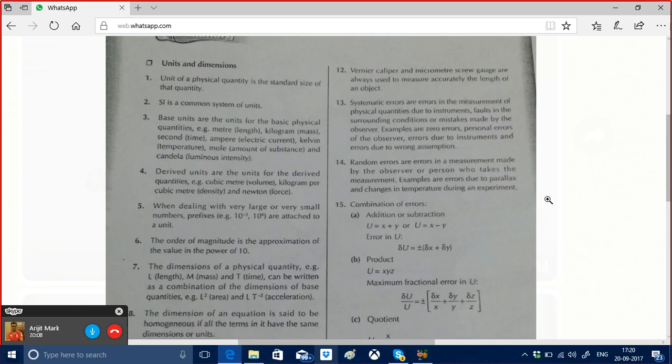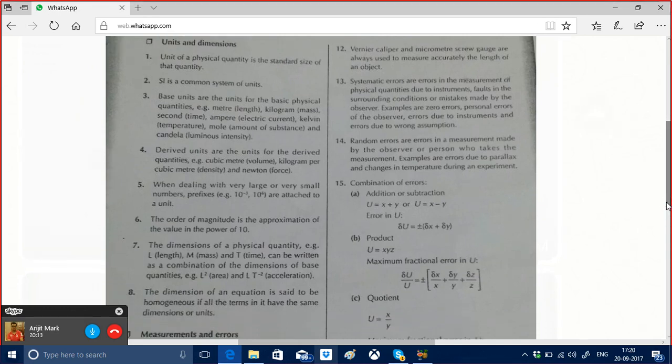So, beta, here one by one, I am explaining to you what is given there. So, first, units and measurement, that is your chapter name. Unit, as usual, I explained that to you, is the standard size of a physical quantity. And fundamentally, there is a standard international system which we opt for in our daily life. Meter, kilogram, second, and all the common units.